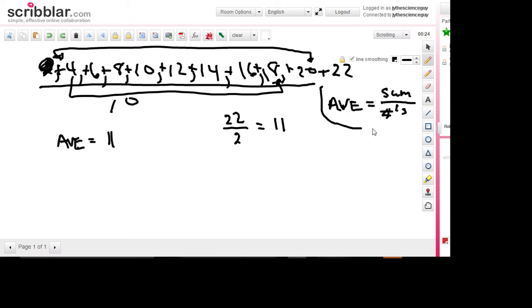But this is the thing that I actually want you to remember, because we're going to use some form of that for all of the questions. So that's the definition of average. Okay. I like it.